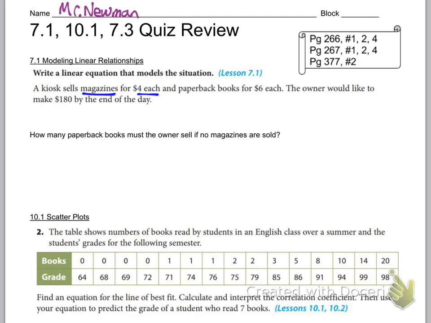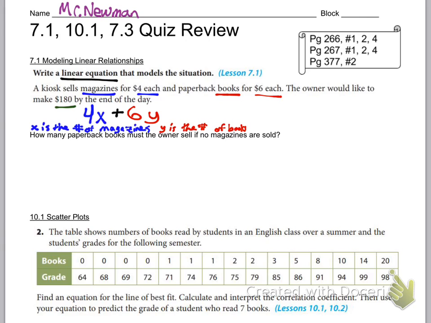A kiosk sells magazines for $4 each and paperback books for $6 each. I'm underlining the words each and the things that are each. The owner would like to make $180 by the end of the day. So the linear equation for this, we're going to use 4x, because x is the number of magazines, and we're going to add that to 6y. Y is the number of books. We want to say that as well. So that will be how much money they make, and they want to make 180, so let's make that equal to 180. Notice this is in the form of ax plus by equals c.